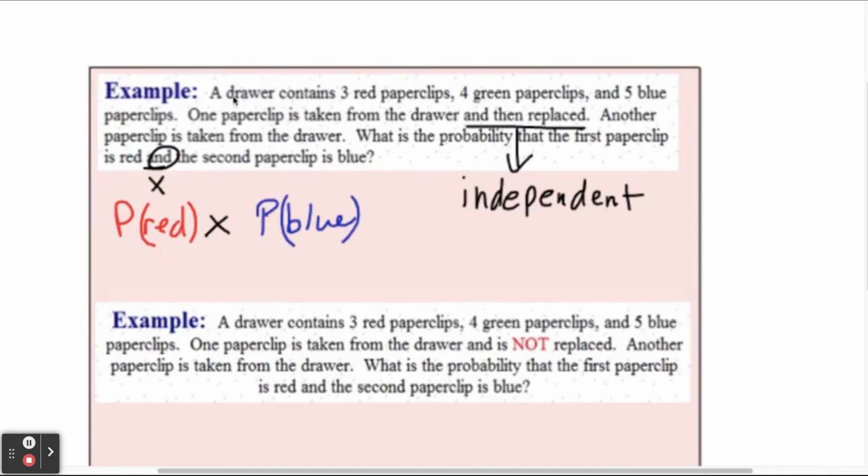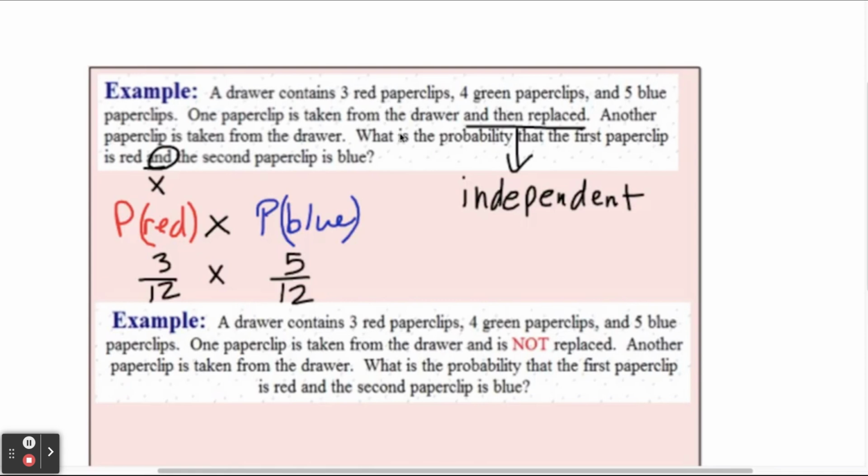In the first sentence, it says the drawer contains 3 red, 4 green, and 5 blue. So that would be a total of 12 paper clips in the drawer. And because we're putting the paper clips back, you're still going to have 12 paper clips to choose from when you select the second paper clip. In all, there are 3 red paper clips. And again, because you're putting the paper clips back, that's not going to change for your second drawing. So you still have 5 blue paper clips.